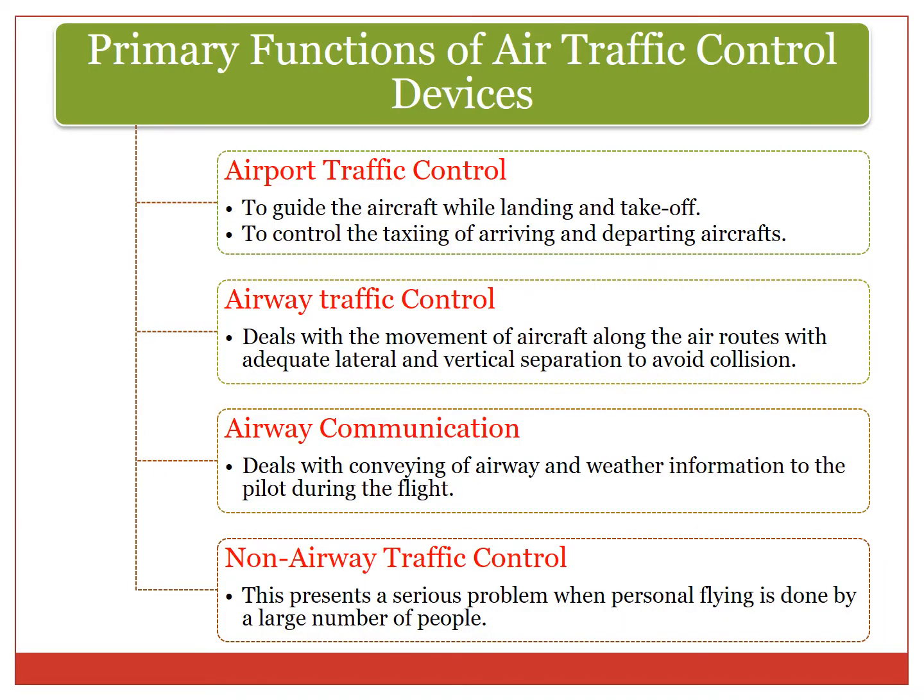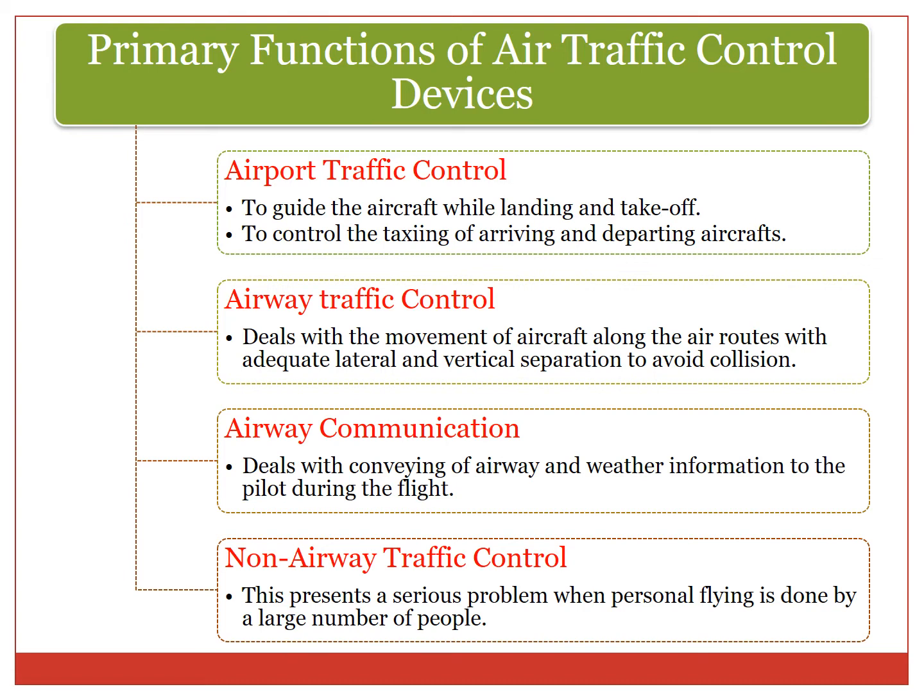Now next we move across to the primary functions of the air traffic control devices. Now there are four types. First is the airport traffic control. It deals, firstly, with guiding the aircraft desiring to land or take off. Second, to control the taxiing of arriving and departing aircrafts between the runway and the apron.